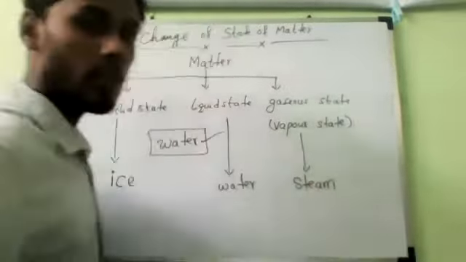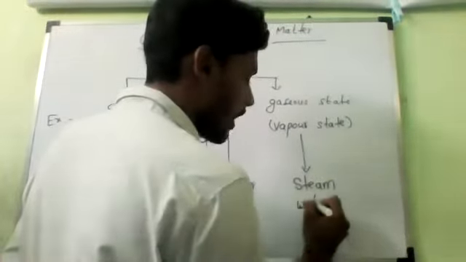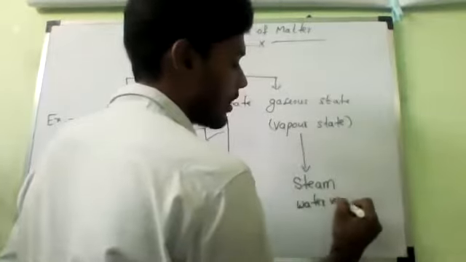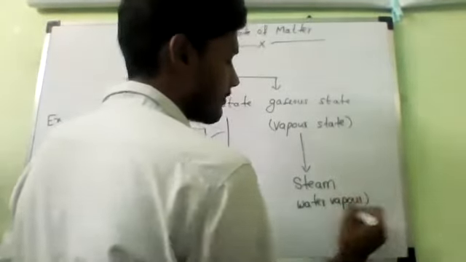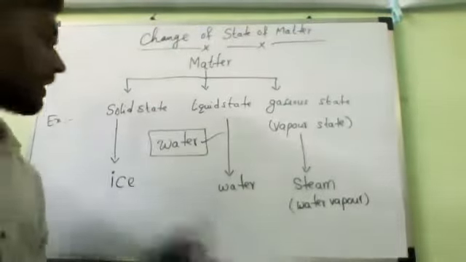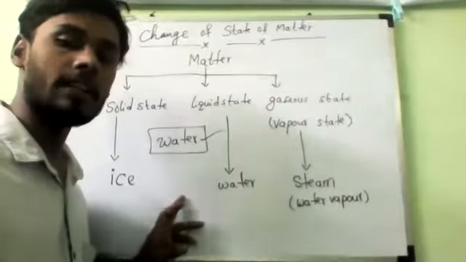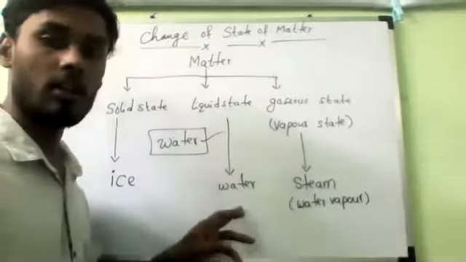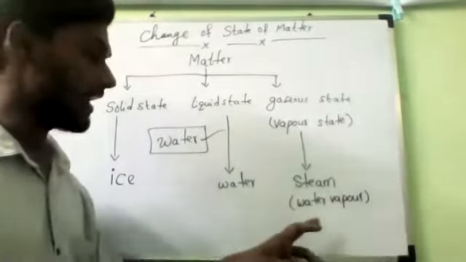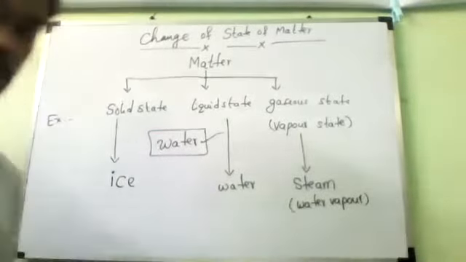So if you observe here, water exists in the form of 3 states: in the form of solid as ice, liquid as water, and in the form of gas as water vapor. Is it yes or no? Yes, sir.